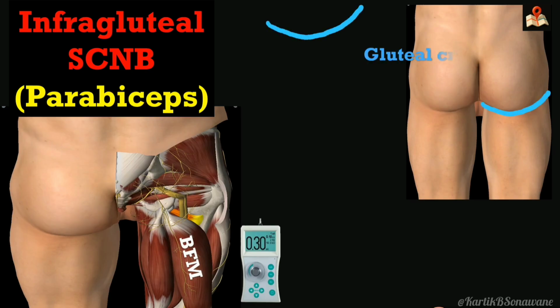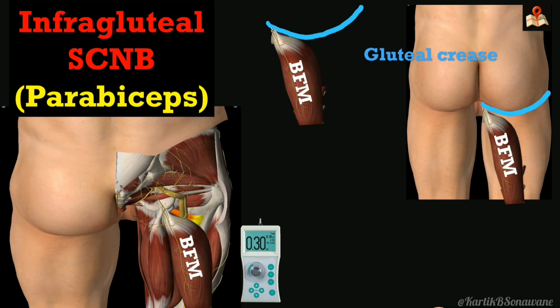Here, the inferior gluteal crease is marked with the patient in prone or lateral position. Upon asking the patient to flex the ipsilateral knee against the resistance, a dimple-like depression appears just below the crease. Within this depression, the tendon of biceps femoris can be palpated, and the sciatic nerve lies just lateral to this tendon, and this is the most superficial location of the sciatic nerve. At this site, the sciatic nerve is not covered by any muscle.